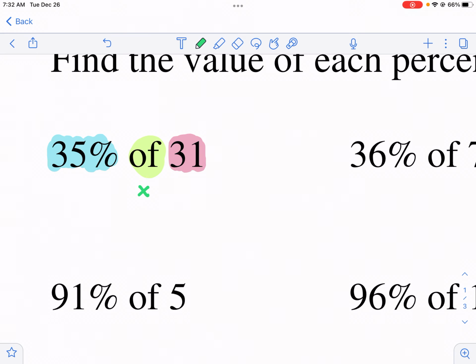So this could be money, like what is 35% of 31? If you wanted to tip $31 at 35%, how much money would that be? Okay, there's a lot of relationships with these numbers to the real world application. So let's go ahead and start.